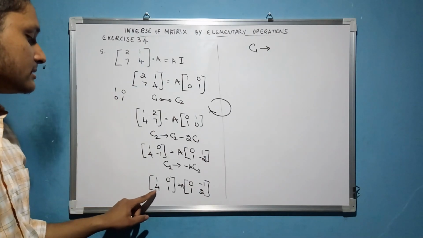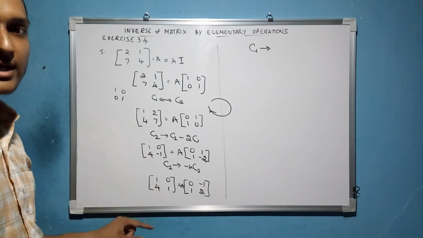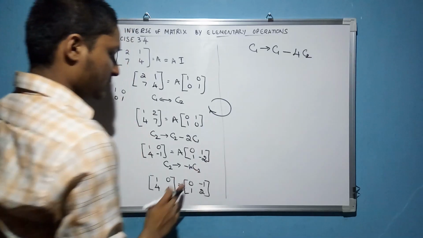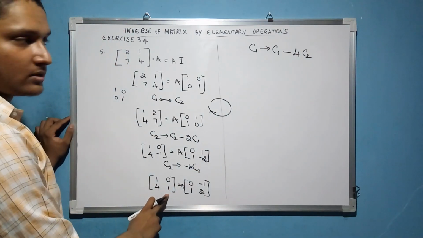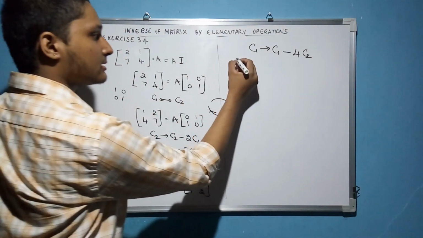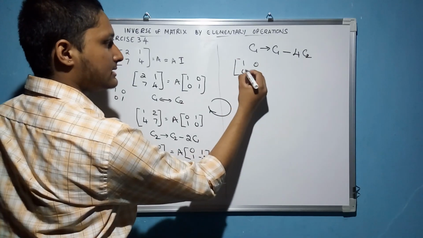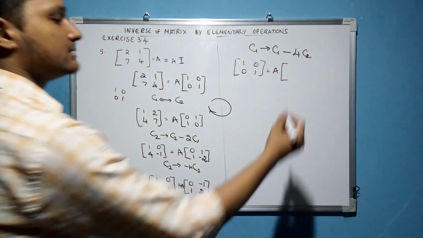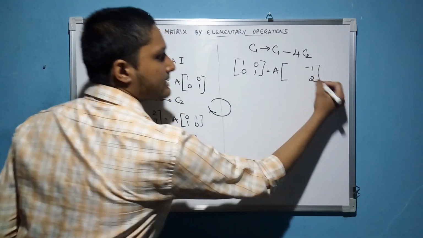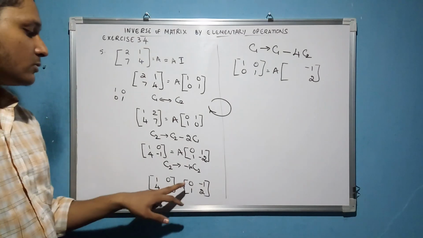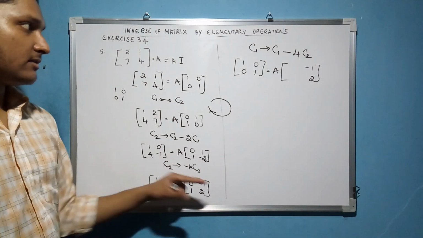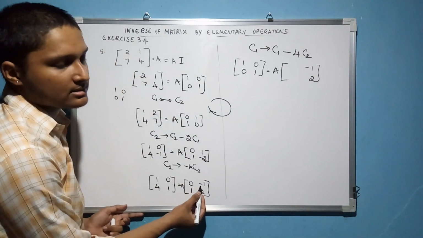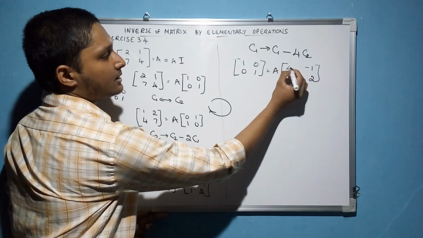So you need to consider C1 minus 4 times C2. Because 1 is here, I want 4 minus 4. In order to get that, I'm doing it like this. So at last you are going to get [1 0; 0 1]. This much we got, and you have A into, the second column is going to remain the same. The first column becomes C1 minus 4 times C2. So that is 0 minus of minus 4 times 1, that is 4. So you're getting 4 here.